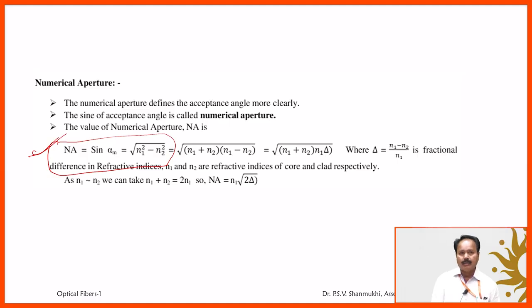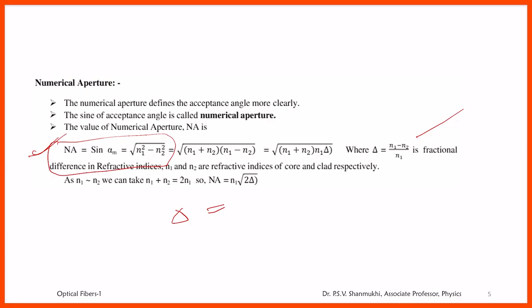There is one more important point, delta. Delta is called the fractional index difference. Delta is equal to N1 minus N2 by N1. N1 minus N2, the difference of the refractive indices, divided by N1. That means it is a fractional index difference. So what is this N1 minus N2? N1 minus N2 is equal to N1 into delta.